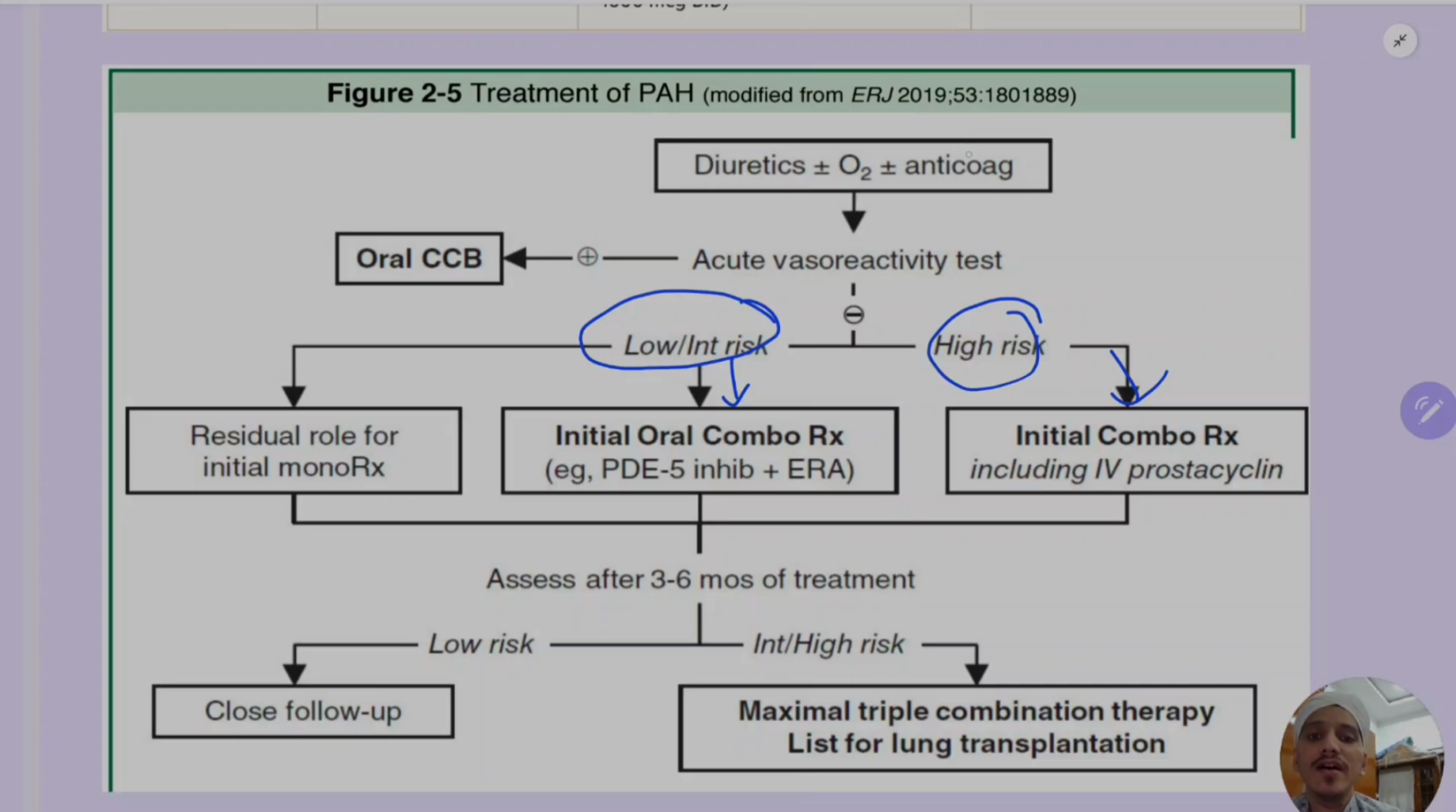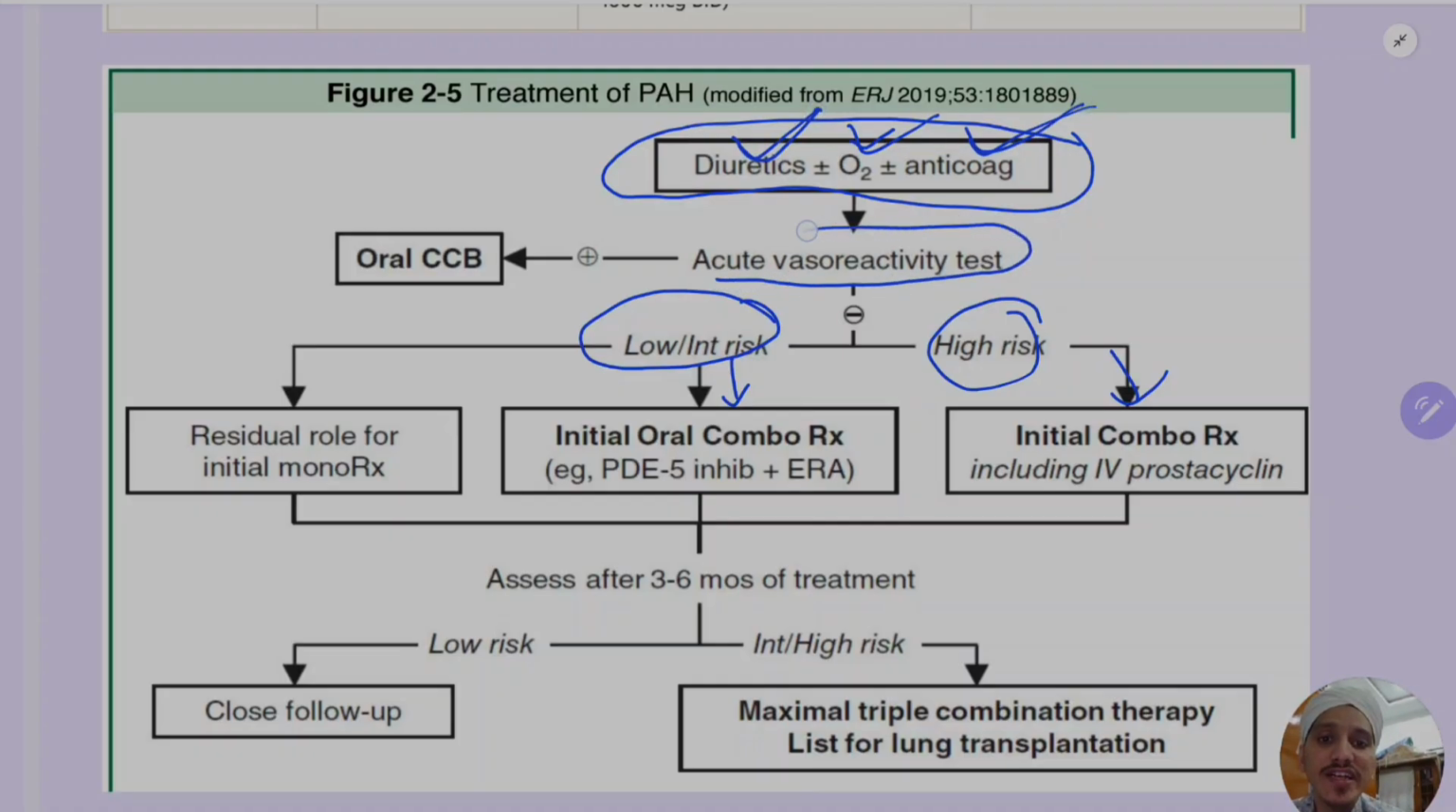So in group 1 patients, the baseline therapy is diuretics with less sodium intake, oxygen, and anticoagulation. This is the basic thing in group 1 patients. Now, if the vasoreactivity test, which is mainly done in group 1 patients, comes positive, you can use oral calcium channel blockers like slow release nifedipine, amlodipine or cilnidipine. But if it comes negative, then you should move to the therapies which I have explained.